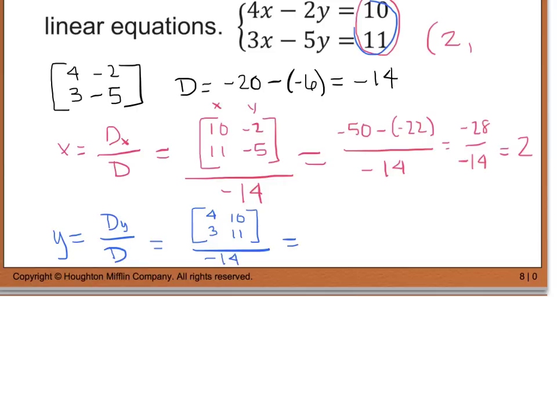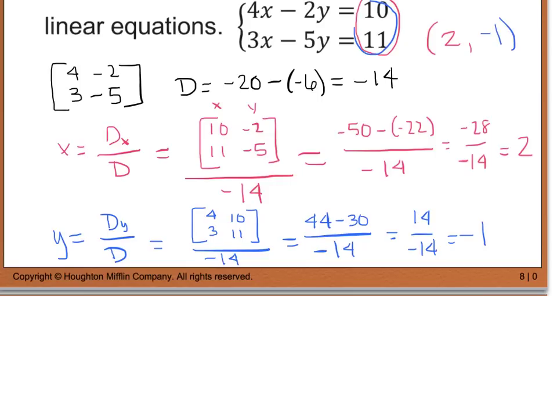Now when I solve the determinant of my y matrix, I have 4 times 11, which is 44, minus 3 times 10, which is 30. I'm going to divide that by -14, and 44 minus 30 is 14, divided by -14 gives me a negative 1. So what that tells me is that my y solution is really negative 1.